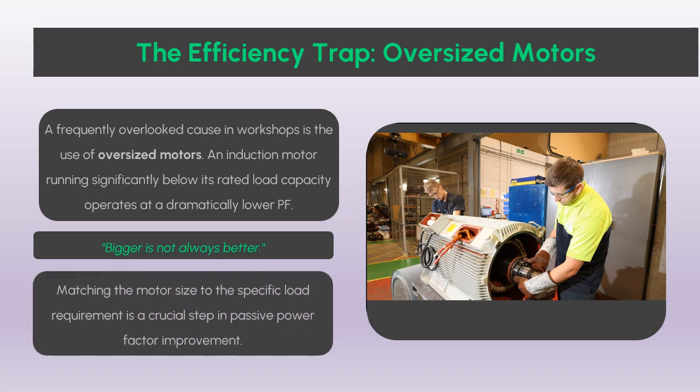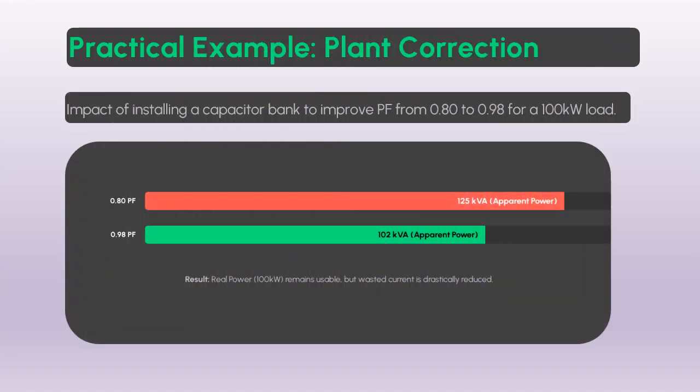Practical example. Let's look at the data. Here is a practical example of correction. We have a 100 kilowatt load. In the red bar, at 0.80 PF, the system demands 125 kVA of apparent power. By installing capacitors to supply that reactive power locally, we boost the PF to 0.98, shown in the green bar. The demand drops to 102 kVA. The real work output is identical, but the wasted current, and the associated cost, is virtually eliminated.